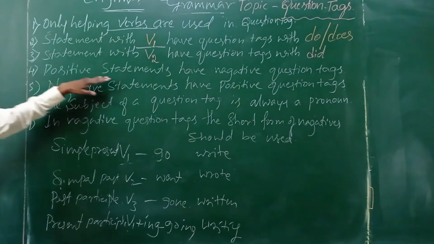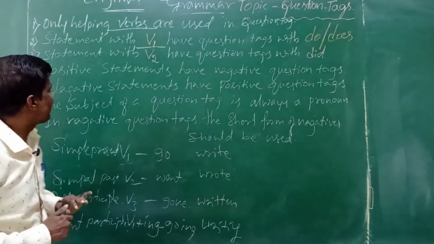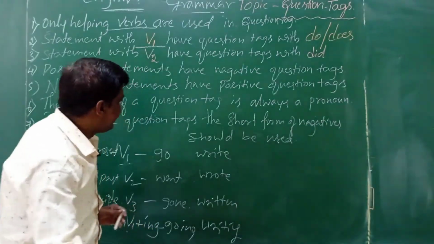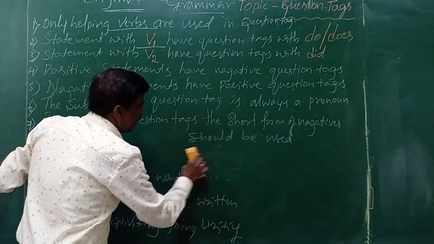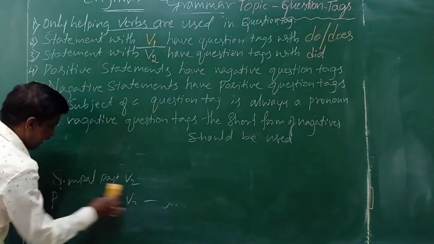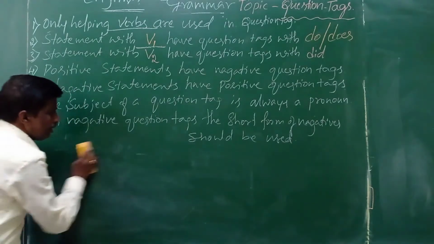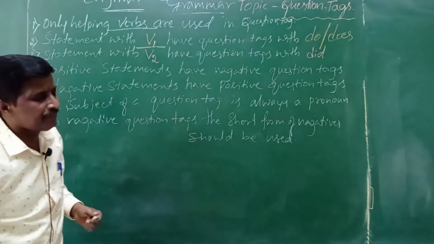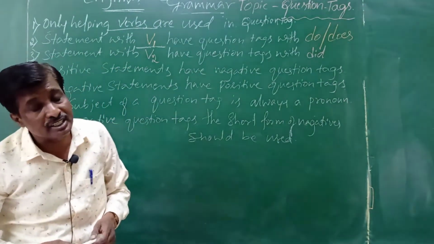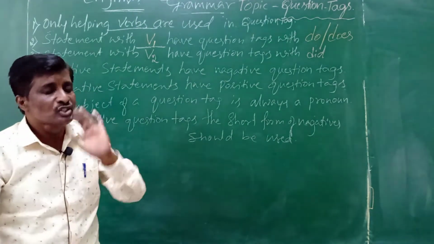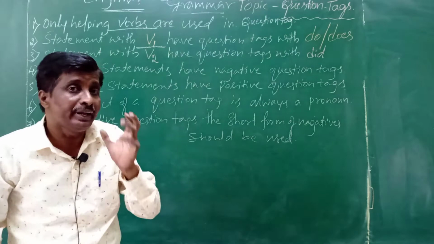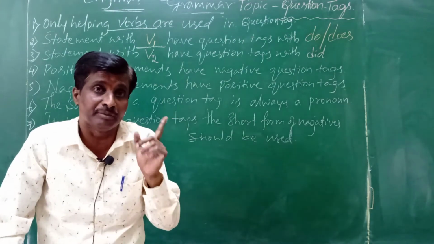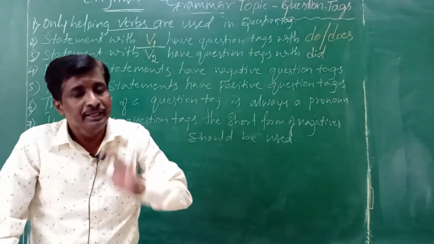Then the next one, the fourth one: positive statements have negative question tags. Next one: negative statements have positive question tags. Dear children, again you are going to get disturbed, meaning jumbled. Why do positive statements have negative question tags and negative statements have positive question tags? Children, see, each and every rule is also confirmed by the grammarian.